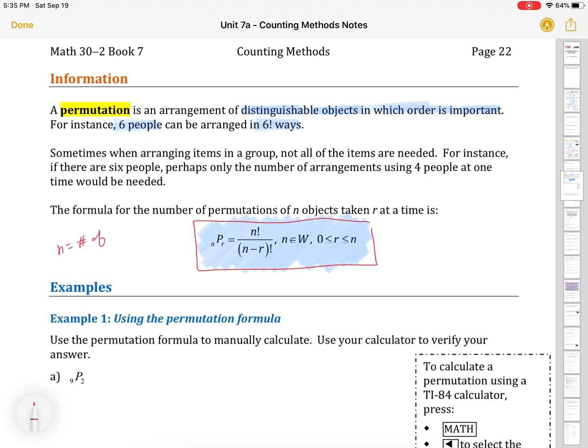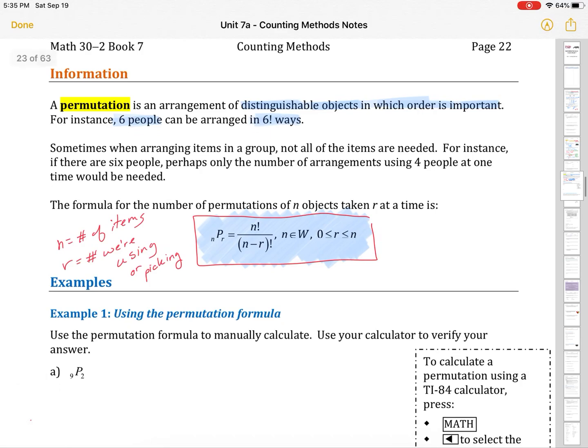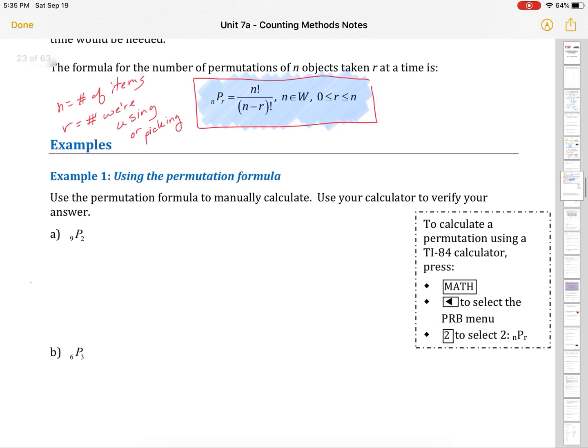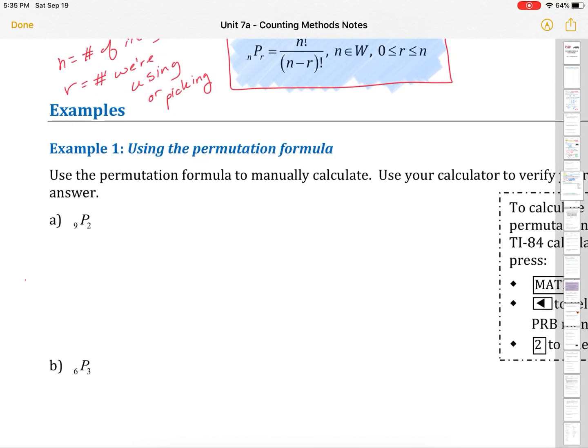The best way to learn how to do something is to use it. Remember, n is the number of items, and r is the number we're using, or picking. Let's look. Use the permutation formula to manually calculate, and use your calculator to verify your answer.